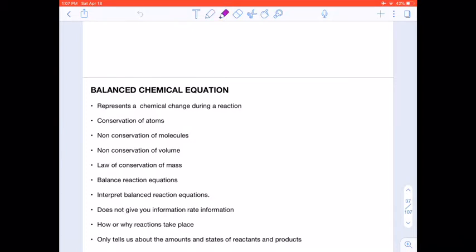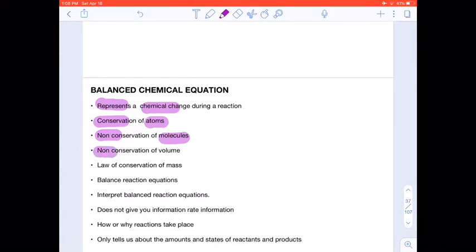And we see a chemical equation actually represents a chemical change during a reaction. And there's conservation of atoms, right? That means the atoms we start with, we have to end up with as well. The total number that we start with, we need to end up with the same number. There's non-conservation of molecules. Molecules are not conserved in a chemical reaction.